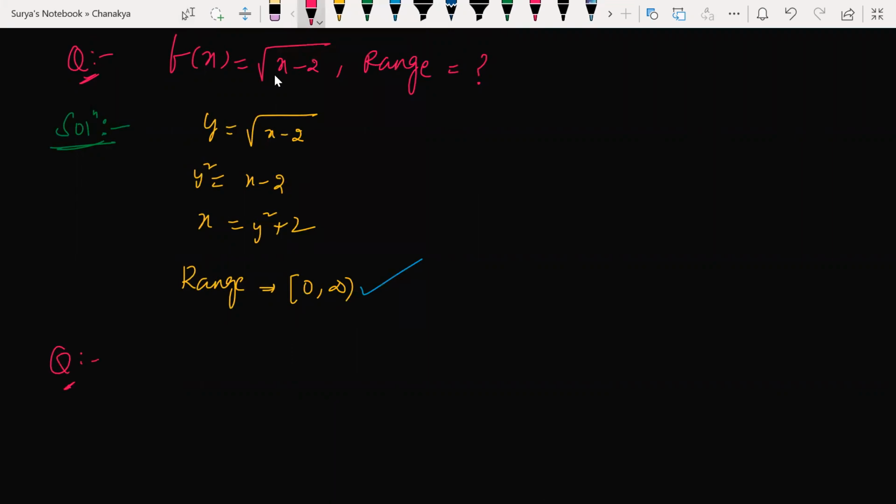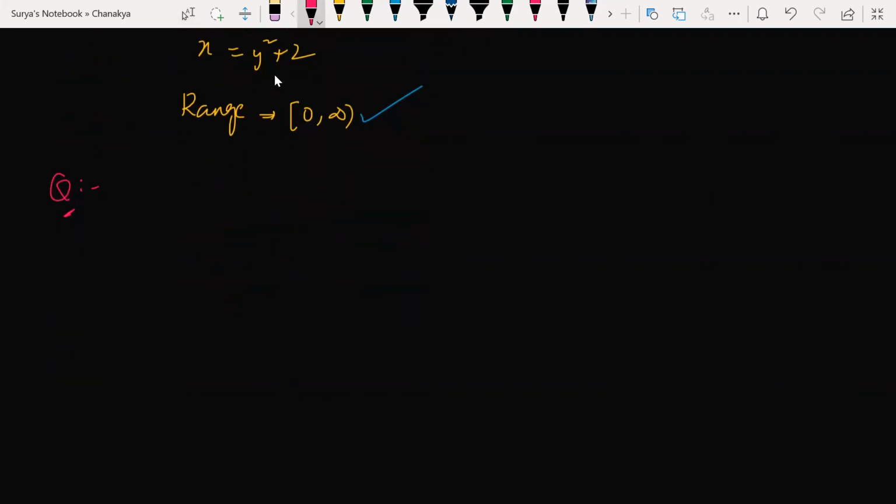Next question. F of x is equal to square root of 1 by x plus 3. Make it fast. Same procedure you have to do. First of all, you take this as y, beta. You have to take this function as y is equal to square root of 1 by x plus 3, square on both sides, and write in terms of x. Find the possible values of y in such a way that the x function is defined properly.